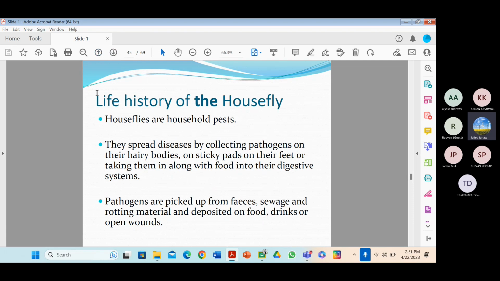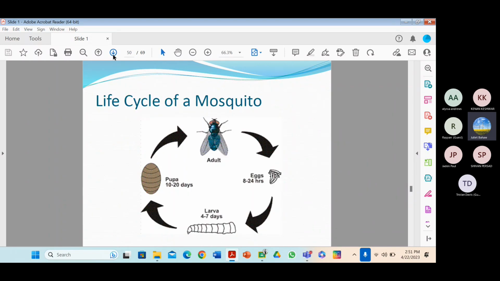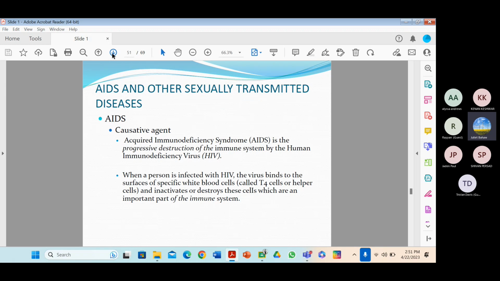Now, you all don't need to learn the housefly. You could just read it through to have an idea, but you don't need to know that one. The cycle is very similar to the mosquito. All right, so the last thing I will do, and next week I'll continue, is talk about AIDS.